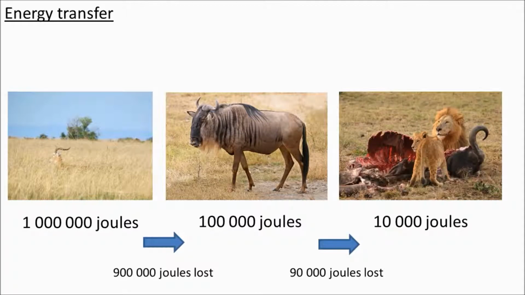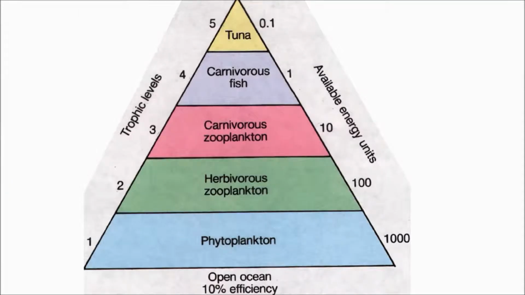Now, lions come along and eat all of those wildebeest. Of the 100,000 joules of energy again, most of it is lost. So eventually, let's say you have 10,000 joules of energy in the tissues of the lion. So the point I'm trying to make is energy is lost at every stage in a food chain. You can show this in a pyramid of energy. Each trophic level, trophic means feeding, at each trophic level there's less energy.